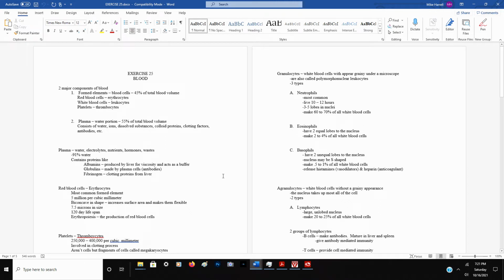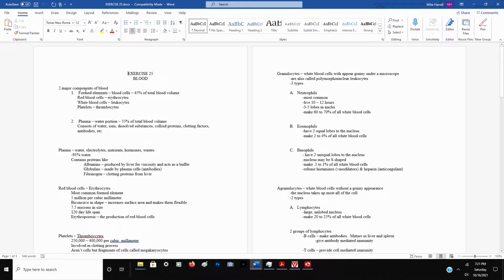Okay, let's take a look at exercise 25 on blood. So first of all, let's just break down blood and see what's in it. Blood is always broken down primarily first into what's called formed elements and plasma. So the formed elements are the cells of the blood. Everybody's heard of red, white blood cells and platelets, and everybody's heard of plasma, the watery part.